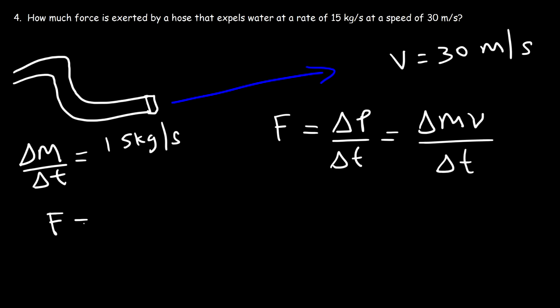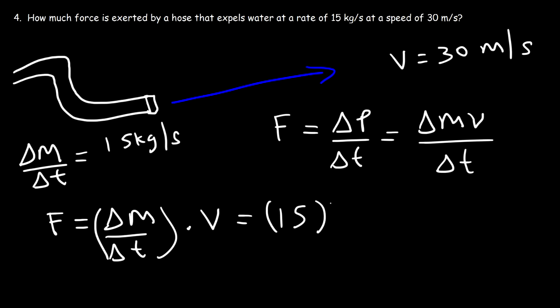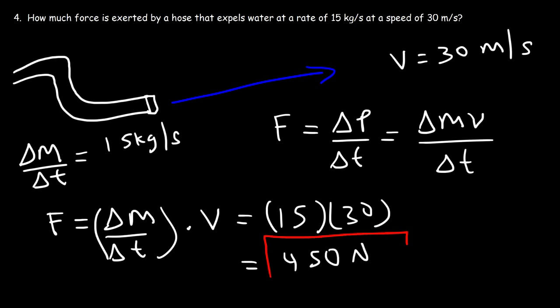So therefore, the force exerted by this fluid is equal to the mass flow rate, delta M divided by delta T, times the speed. So that's going to be 15 times 30. And 15 times 30 is 450 newtons. So this is the force that's exerted by this water if it's moving at this speed at a mass flow rate of 15 kilograms per second.